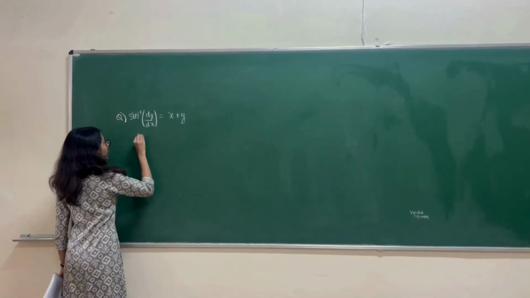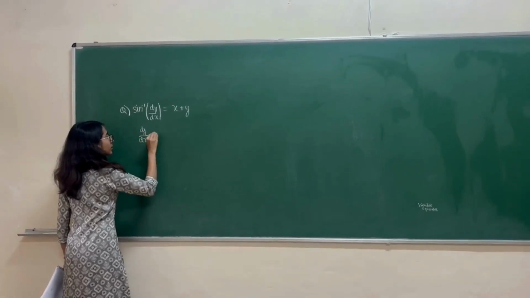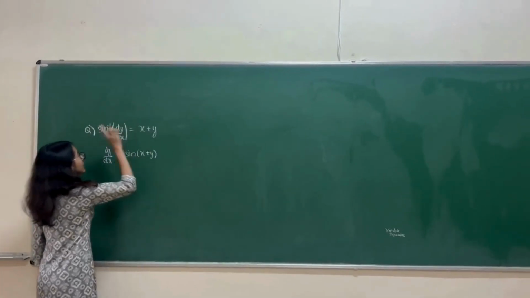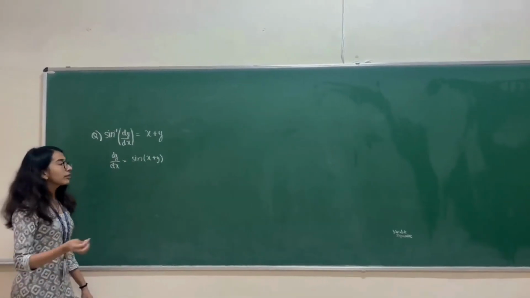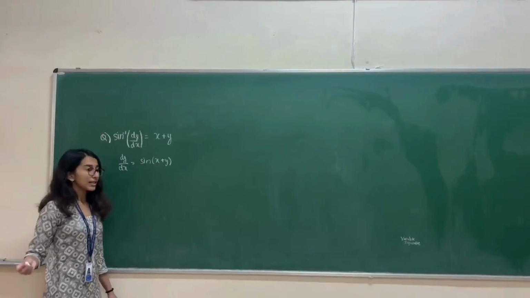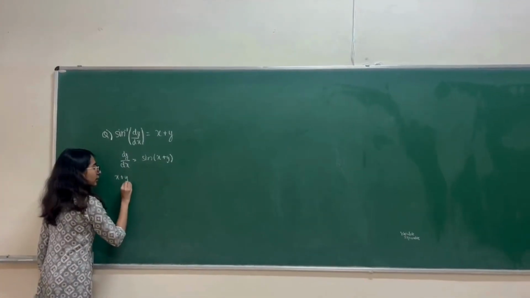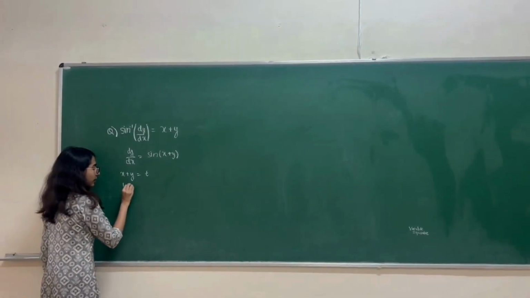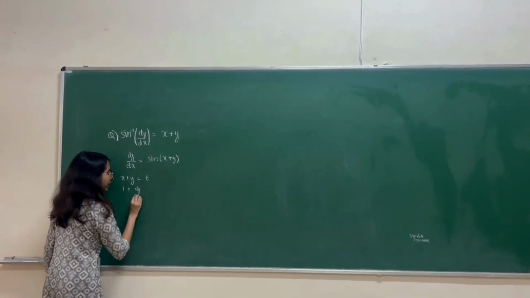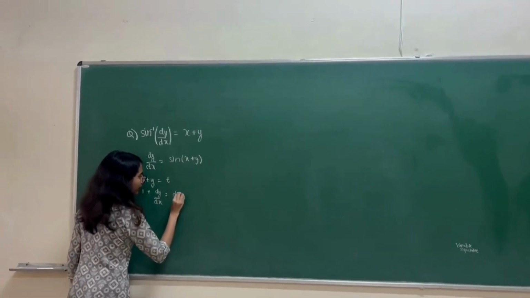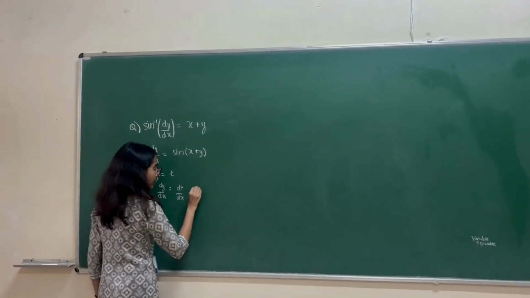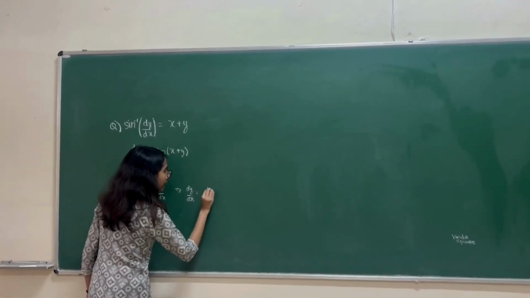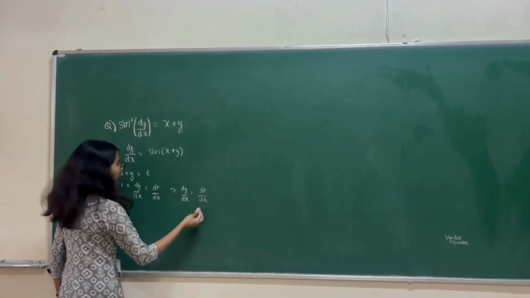So here we can make dy by dx is equal to sine of (x plus y). We basically move the sine across to the other side. Now what we can do is we can take x plus y as t. And then what we do is we differentiate with respect to x. So we get 1 plus dy by dx is equal to dt by dx, which implies that dy by dx would be equal to dt by dx minus 1.